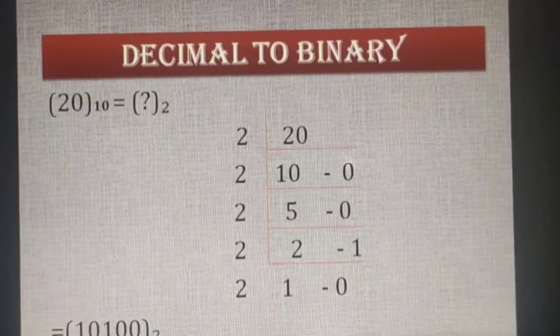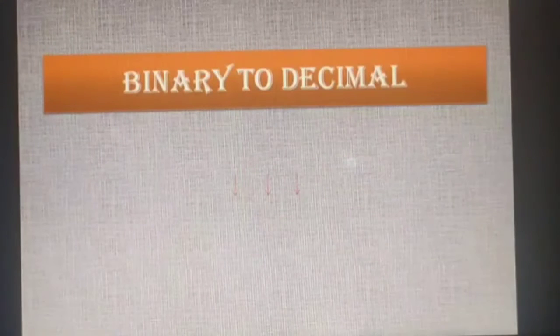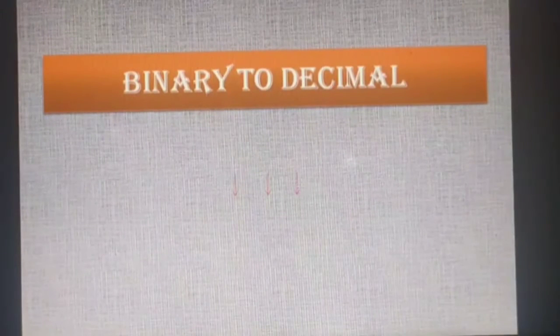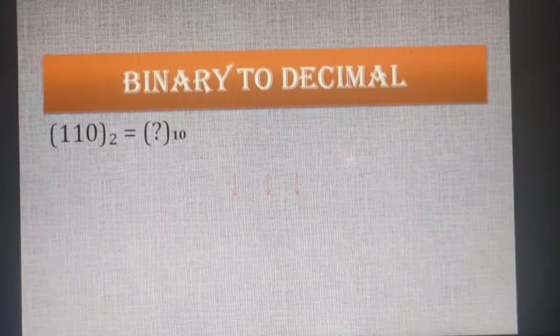That we have to write from the bottom to top order. Binary to decimal conversion, which means from a binary number we can find out the decimal equivalent. For example, here we can see 110 with base 2. So it is a binary number. We have to find out the decimal equivalent of 110.